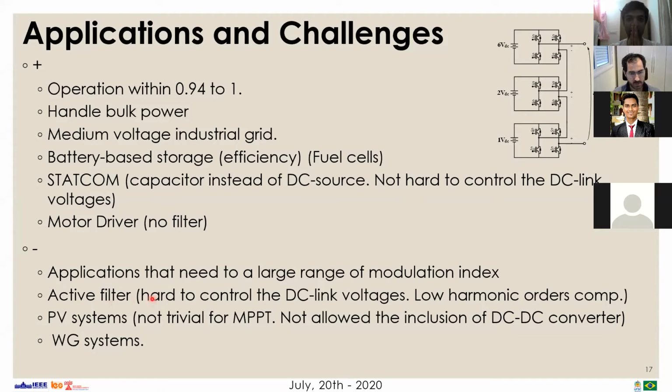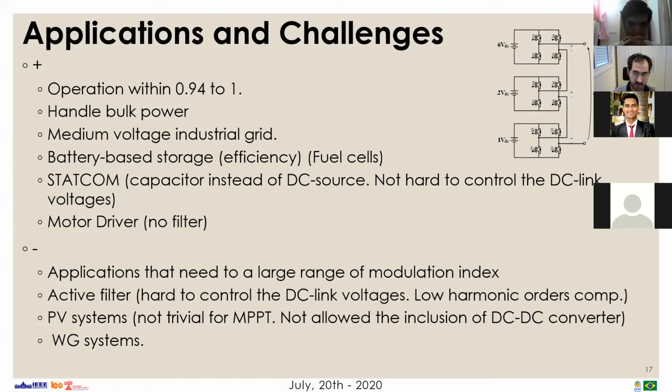An active filter also I consider not a good application, because in an active filter, you don't use DC sources, you are going to use capacitors and need to control the DC link. But in an active filter, you have low order harmonics and you also have low order harmonics in the voltage. This makes active power not only in the fundamental, but also in the harmonics. This is really hard to control for the DC link of active filter applications. Of course, including a resistor to burn the energy would be a solution, but this is something that we need to avoid, the inclusion of resistors in parallel with the capacitors, okay?